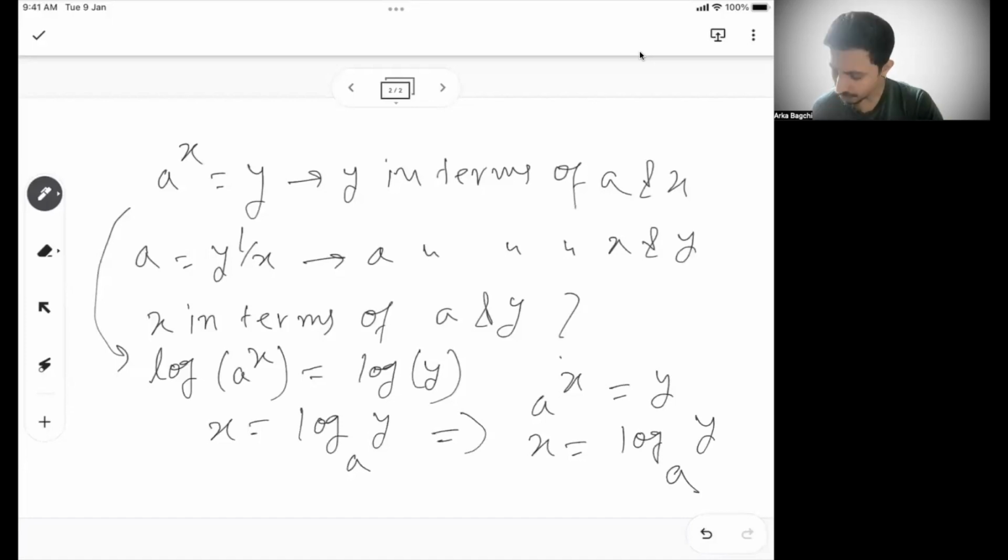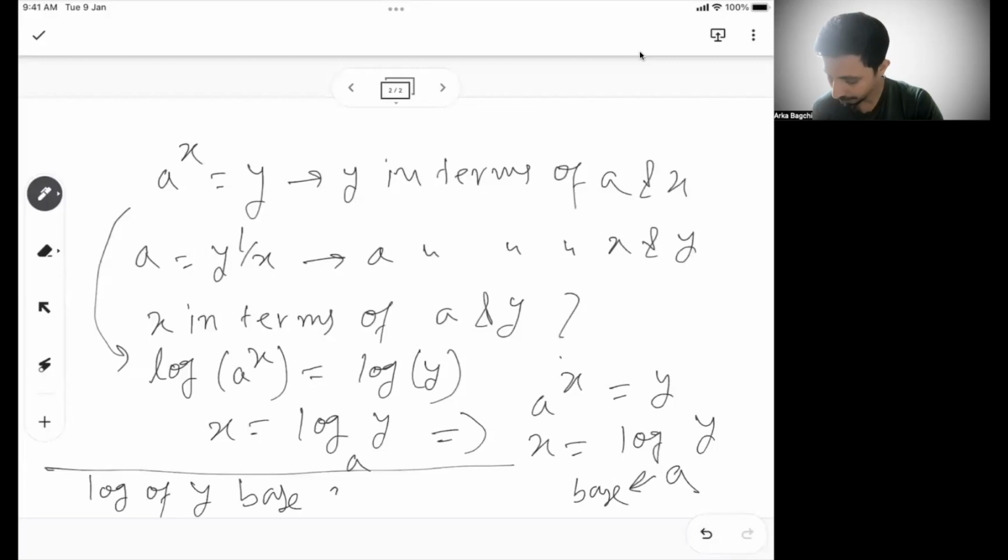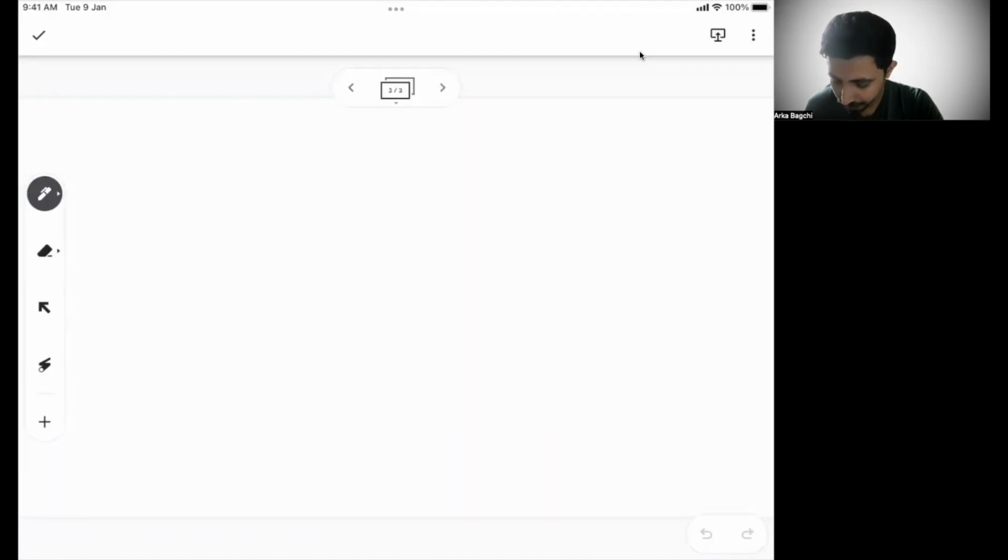So how to read that? This is called the base. And this is the way you should read it: log of y base a, right? And a is the base and y is the number whose log is taken. So for example, let's say 5 to the power 7 is equal to x. I'm just writing. So here I can write 7 is log of x base 5.